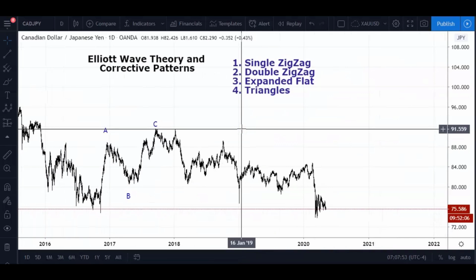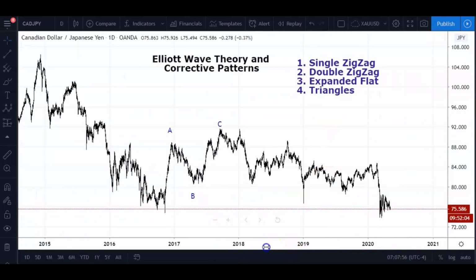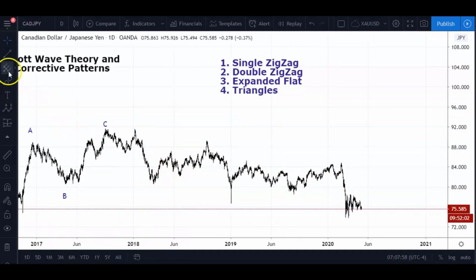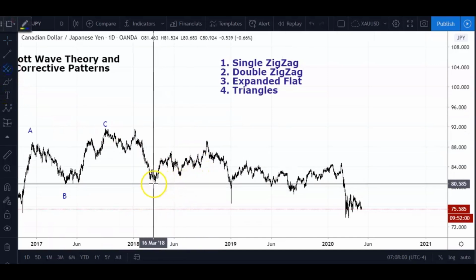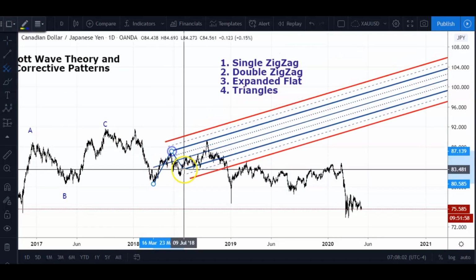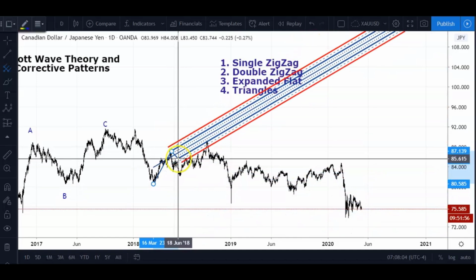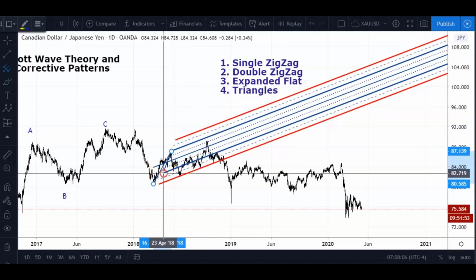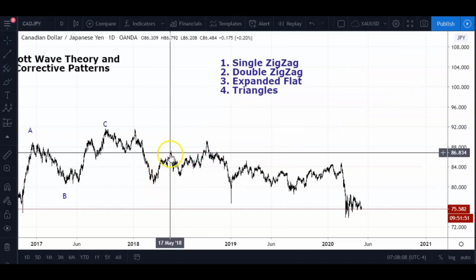Okay, so we've just been having a look at mostly single zigzags. Like I said, they tend to happen all over the show. Here we have another one. If we just use our shift pitchfork once again, we have a first wave to the upside. Always, in this case, we had 1, 2, 3, 4, 5.